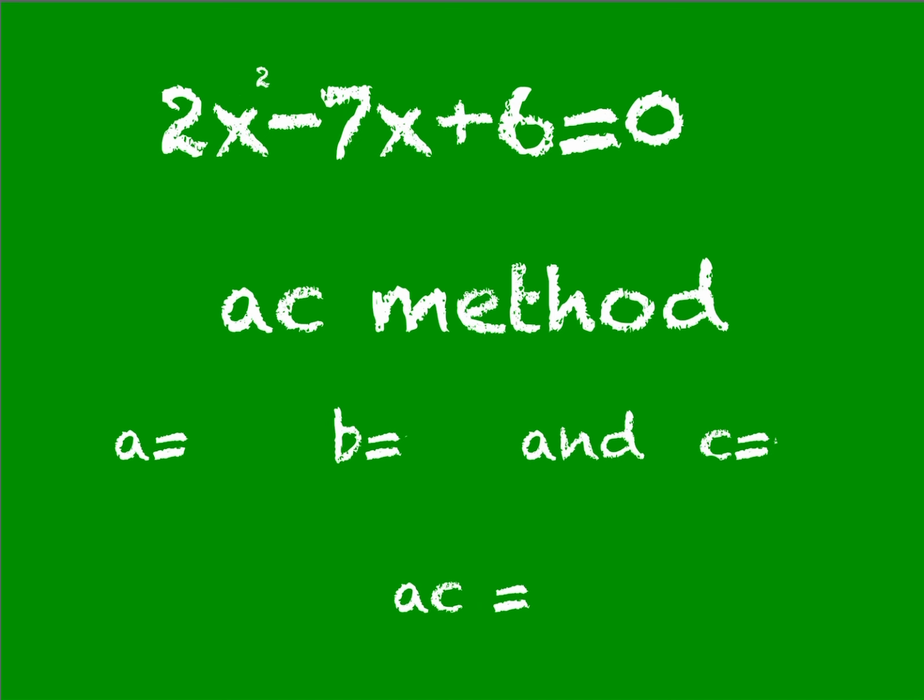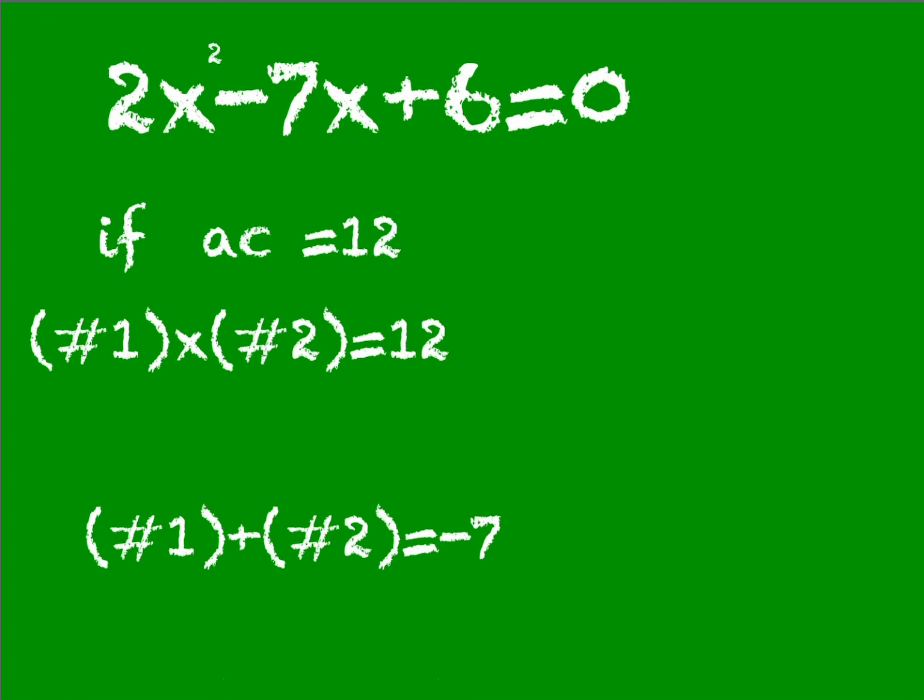So, we need to recognize what is A, the coefficient of x squared, what is B, the coefficient of x, and the isolated number is going to be C. So A times C equals 12. Now we are looking for the two numbers.